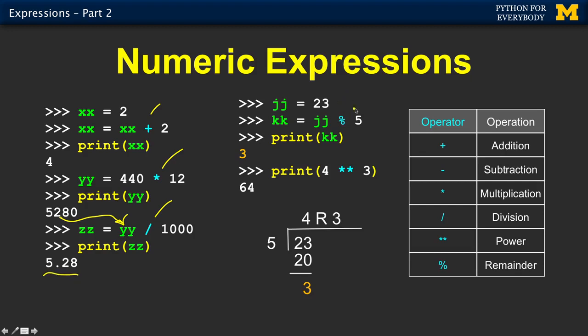But the one that's probably the most interesting is this modulo or remainder operation. And the way the remainder operation works, in particular if this is an integer, is it does the division. So it's almost like a division, j divided by 5, but instead of giving the quotient, it gives the remainder. So 23 divided by 5 is 4 remainder 3. The 3 is what you get back.